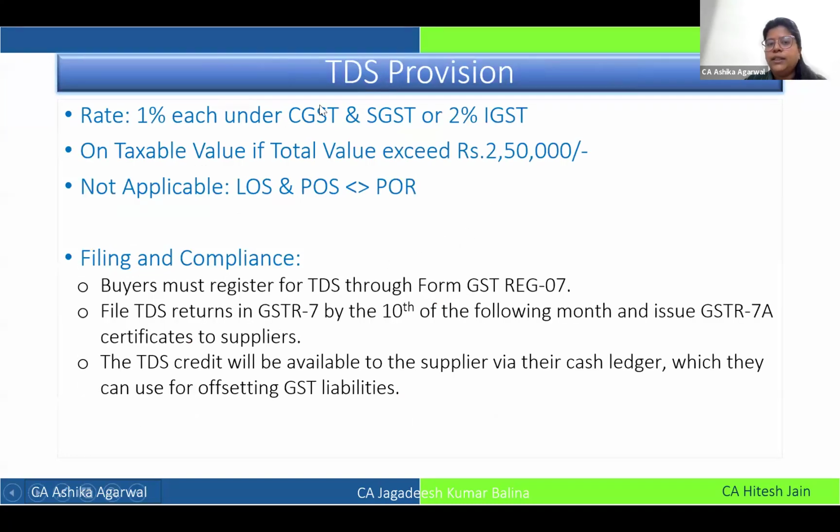Now 1%, 2% TDS, as I said, on what value? On taxable value, they have to deduct TDS. When do they have to deduct? When the value exceeds 2.5 lakh, but it will not be applicable where the place of supply is different from the place of recipient registration. Another thing you need to keep in mind, whoever TDS is applicable to, they have to get a separate registration. So you have to file a separate form also, GSTR 7, and a TDS certificate has to be issued.